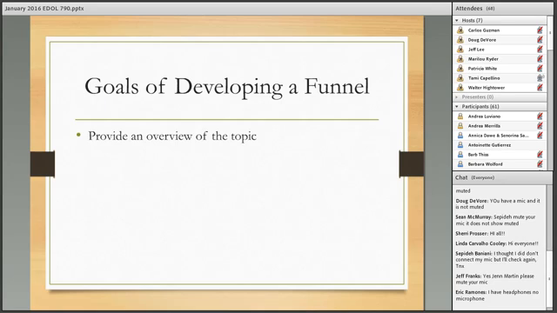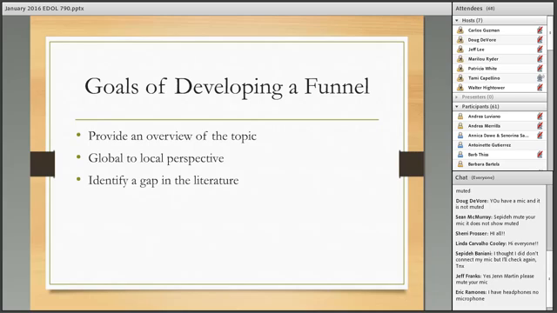And so the goals of developing a funnel. You have probably heard us talk about funneling or creating a funnel many, many times, and now it's really your chance to put this into practice. It really is the basis of your perspective as well as your entire dissertation. Your funnel should be providing an overview of the topic. It usually does start out from global to a local perspective. It will also help identify a gap in the literature. And my saying is no gap, no study.